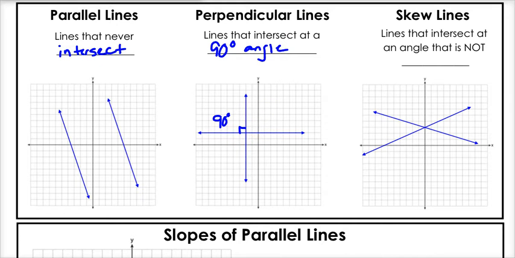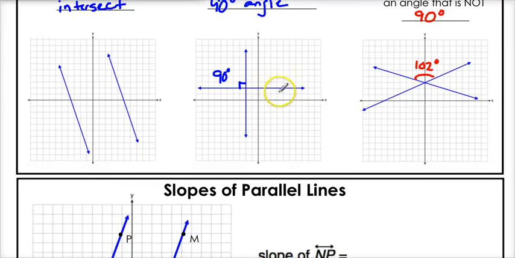And then you have this thing called skew lines. Skew lines are lines that intersect, okay? But at an angle that is not 90 degrees. So any other lines that intersect, but they're not 90, are called skew. Or you could call that neither parallel nor perpendicular. So this would be like 102 degrees, okay? That would be a skew angle. So that's the vocabulary we're going to be using today. If you got that down, we're good to go.